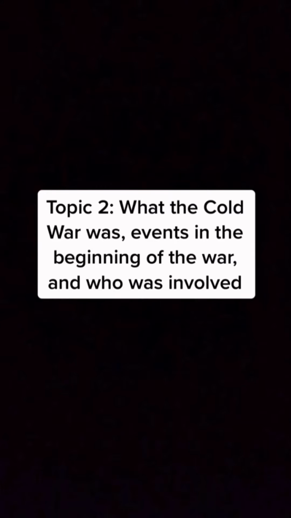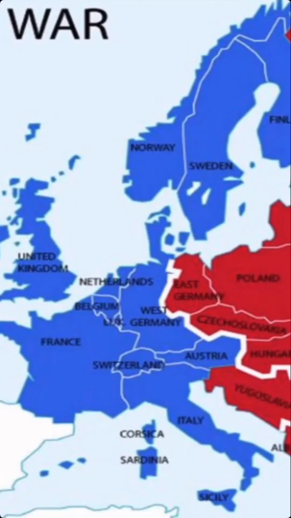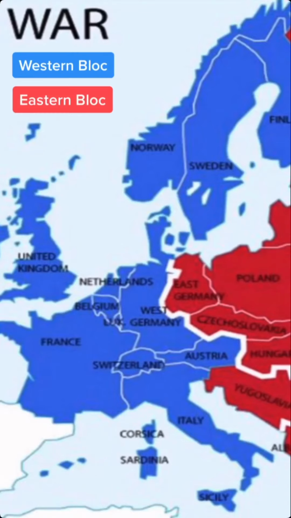Next, I will discuss what the Cold War was, the events that occurred in the first few years, and who was involved. The Cold War was a period of geopolitical tension between the Soviet Union, the US, and their allies, and it lasted from 1947 until 1991. The two sides were called the Western Bloc and the Eastern Bloc.